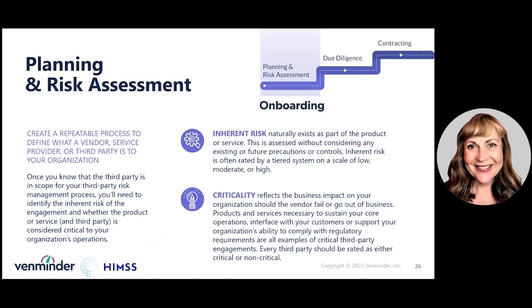Once we've planned for that relationship, the next step is to determine the types and amounts of risks that we need to manage. And this is done through something called an inherent risk assessment. This is an internal assessment that identifies the types and amounts of risk present before we consider any potential risk mitigation controls. It's through this process that we establish the risk rating or level of that vendor engagement.